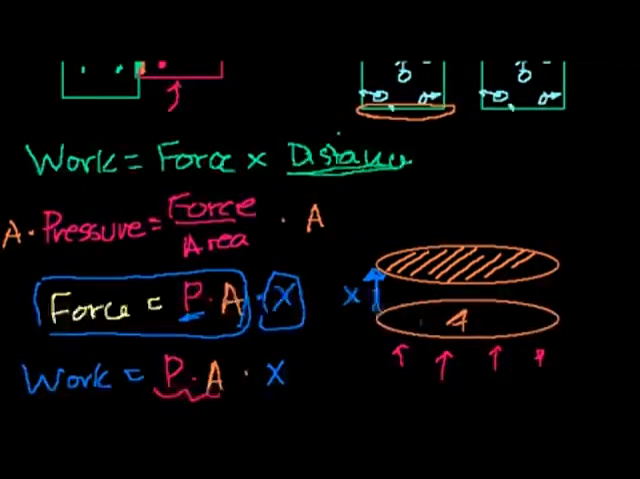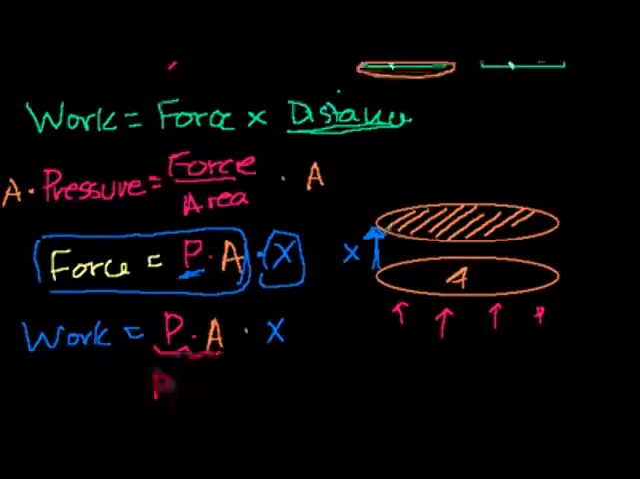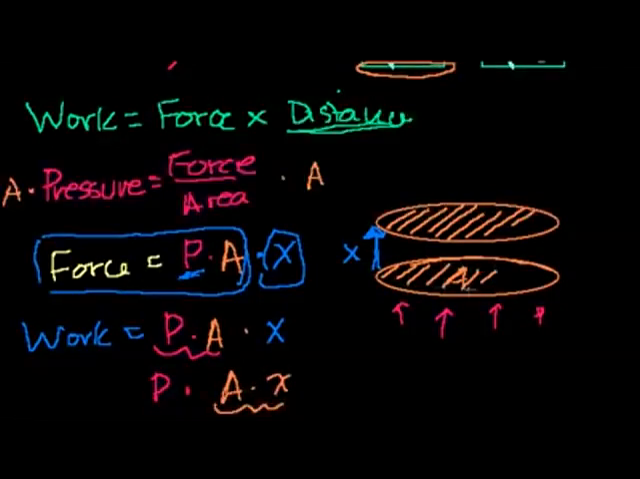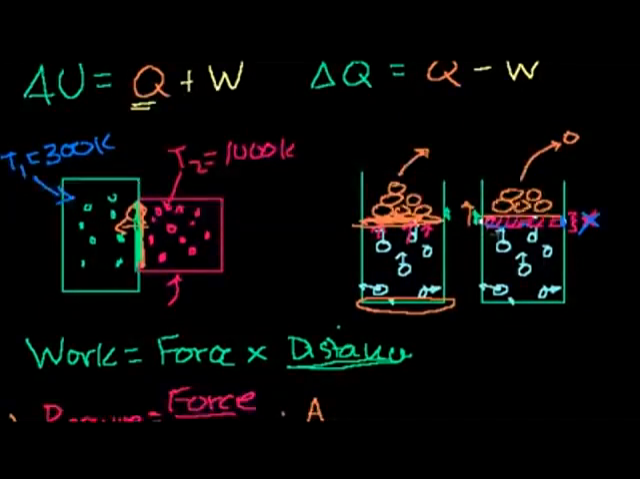Right? Now, we could rearrange this. We could say that the work is equal to our pressure times our area times x. What's this area right here, times x? Well, that's going to be our change in volume, right? We've increased this area times some height, which is some volume. And that's essentially how much our container has changed in volume. When we push this piston up, the volume of our container has increased. You can see that even looking from the side. Our rectangle got a little bit taller.